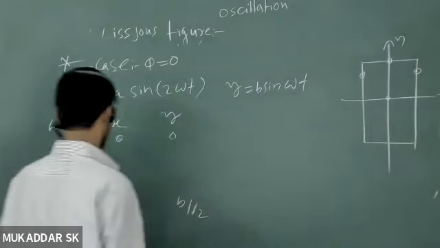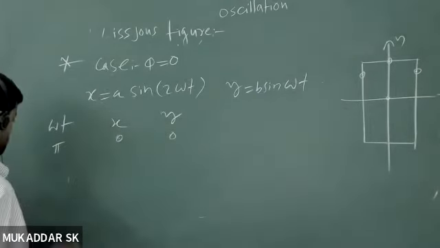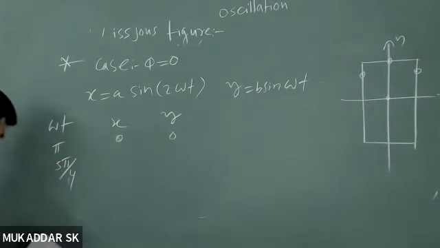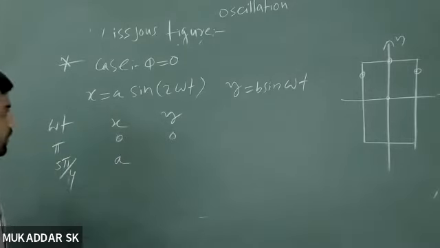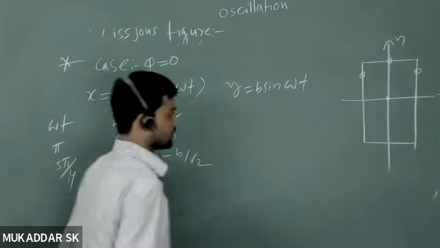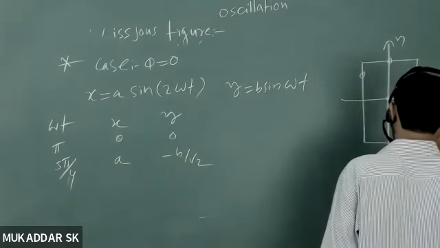Now, if you take further, 5 pi by 4, you will get x equals to how much? 5 pi by 2. So 2 pi plus pi by 2, that will be plus a. And y will become now minus b by root 2. The point will be somewhere here.